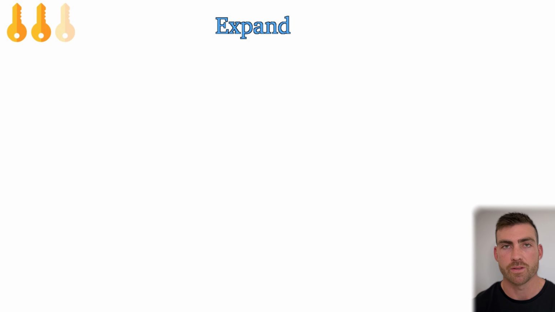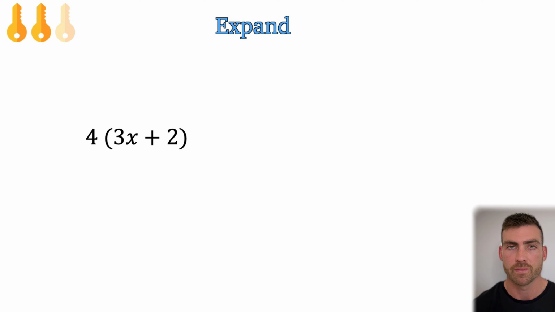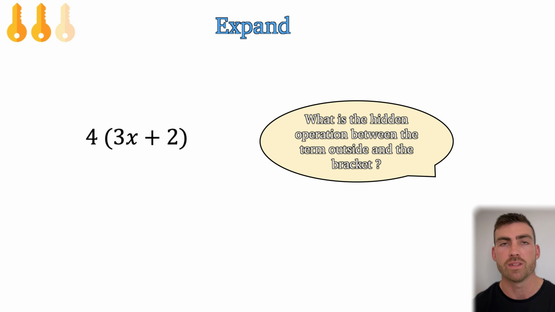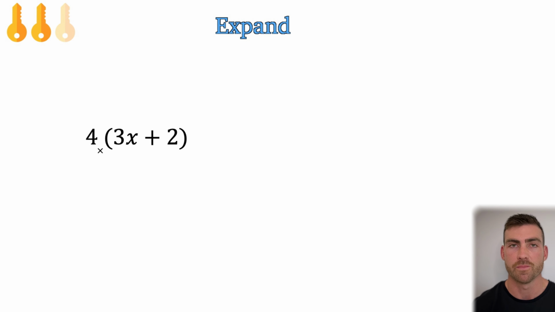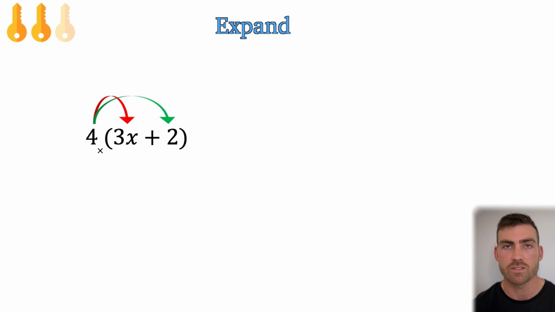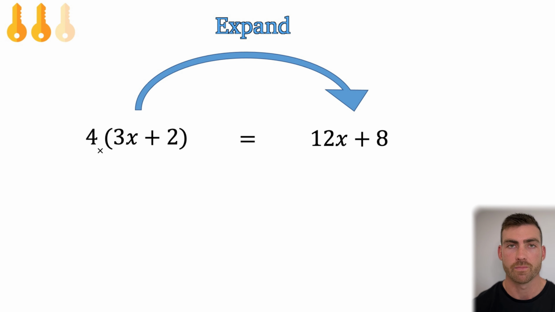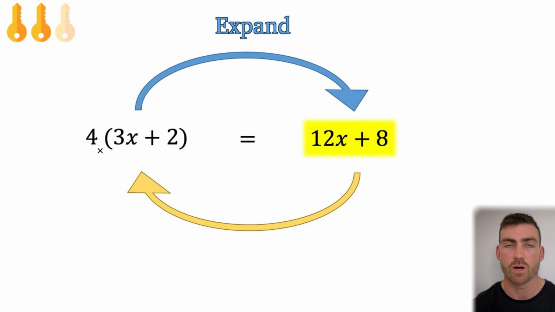In our previous lesson, we learnt the skill of expanding. This is the process of removing the brackets from an algebraic expression. What operation is hidden between the outside term and the brackets? Yes, multiplication. Remember, the shortcut process to expand is to multiply the outside term by each term in the brackets, giving us the following. Now think of the reverse, starting with this expression and going backwards and adding in the brackets. This is called factorizing.